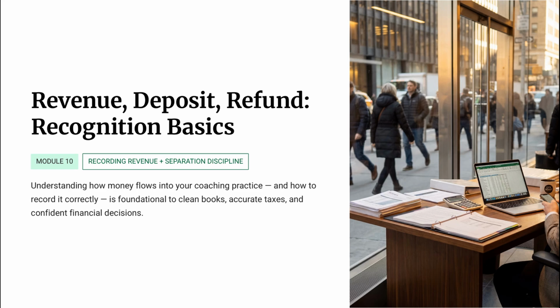Three things hit your bank account that look the same on the statement and behave completely differently in the books. A client prepays a package. A second client wires a refundable deposit for a group that hasn't started yet. A third client gets a refund on a session that didn't fit. Same bank account, same lump sum format on the line, three different bookkeeping entries, and two of the three are recorded wrong by most coaches I've audited.